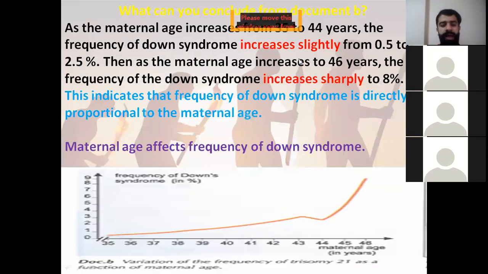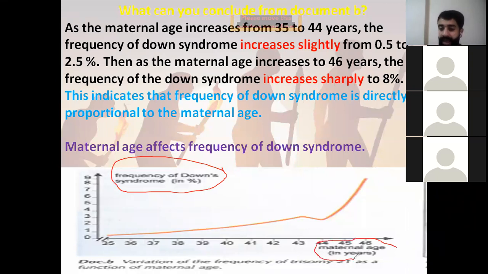Moving to figure B, talking about the variation of the frequency of the trisomy 21 as a function of the maternal age. So here, let's all focus on the graph. This graph is showing the variation of the frequency of the Down syndrome, the frequency of the trisomy in percentage, as a function of the maternal age in years. As you see here, as the age of the mother increases from 35 to about 43, what happens? The frequency of the Down syndrome increases from 0.5 to approximately 2.5 or 3.